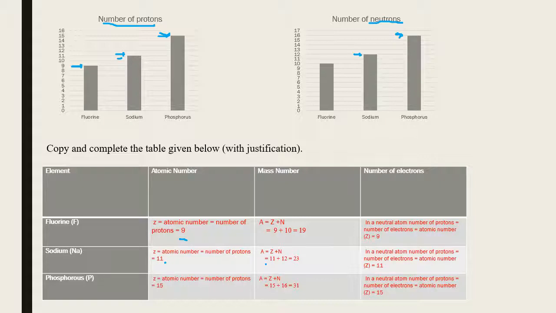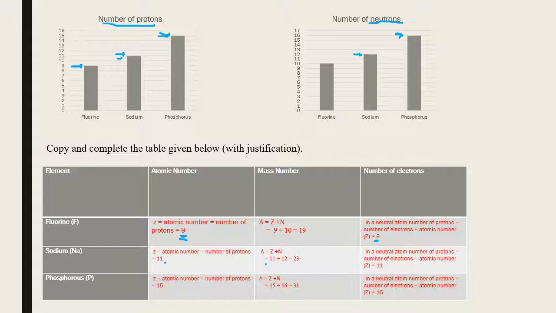Number of electrons. You can see none of our graphs gives us the number of electrons, but we know in a neutral atom, the number of protons equals the number of electrons. This is really important. In a neutral atom, the number of protons equals the number of electrons, which equals atomic number Z. What's the number of protons in the fluorine atom? It's 9. So in a neutral atom, the number of electrons is also 9.